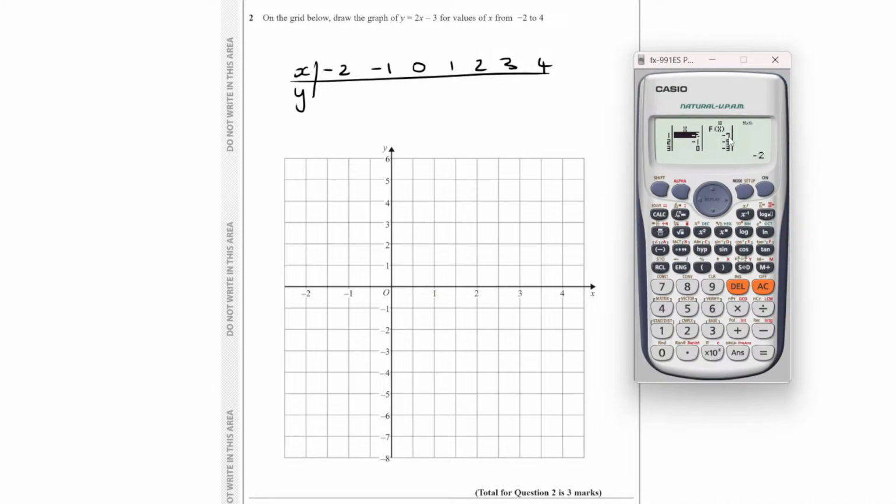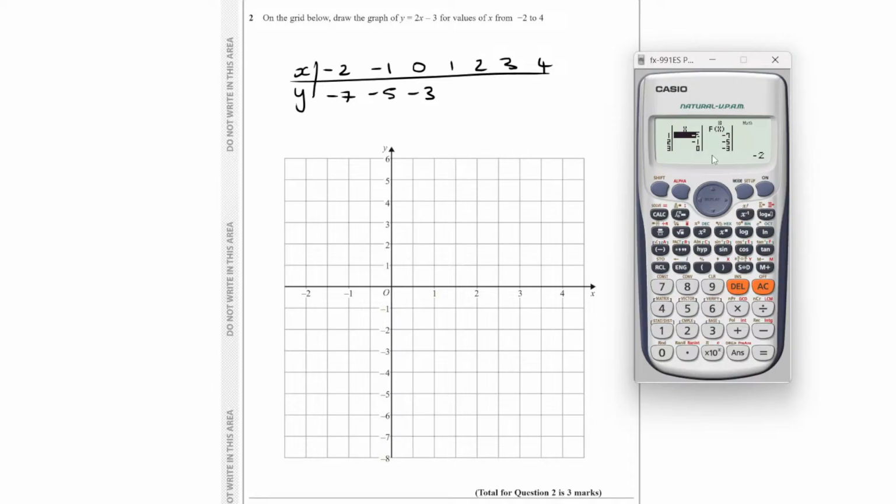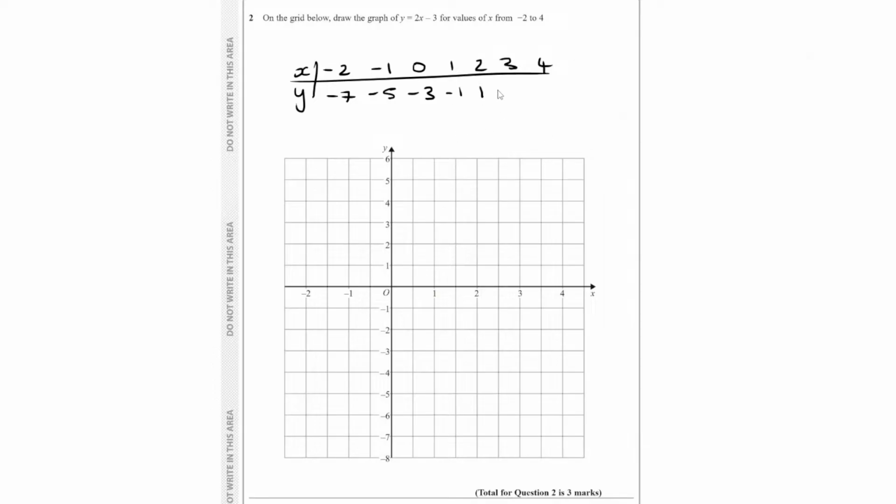So where it's -2, we get -7 for y. -1, -5 for y, 0, -3, you get the gist. So -7, -5, -3 for the first ones. You could also just start out by finding the first value and then adding 2 every time if you want, because can you see how the gradient is +2, so every time the y will go up by 2. So you could also do that if you prefer. -1, 1, 3, 5. That's meant to be a -1.